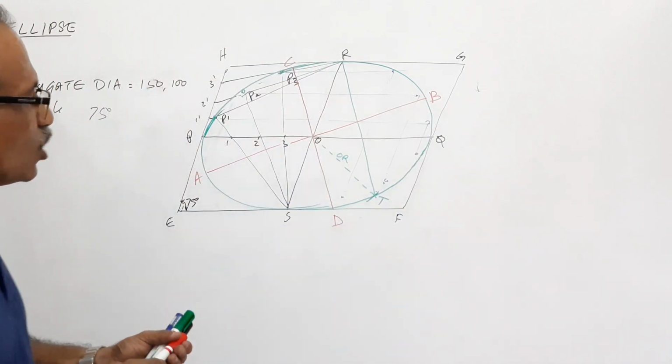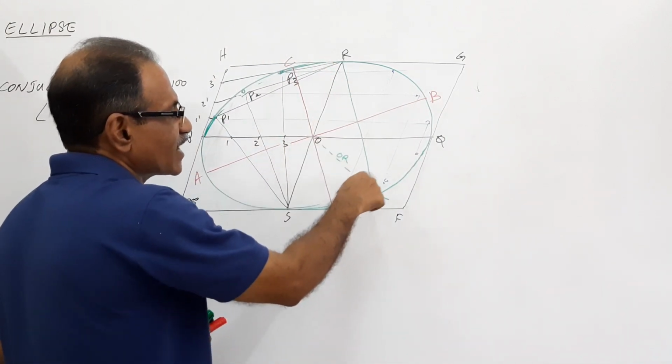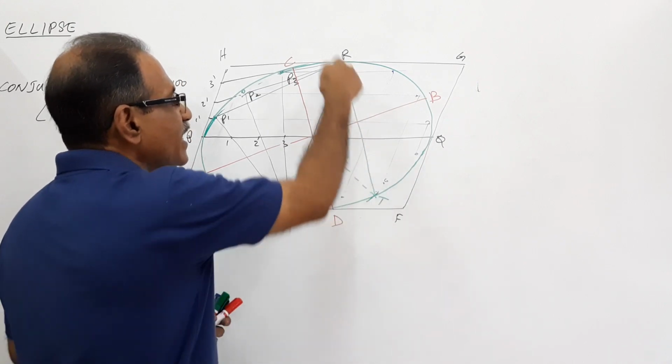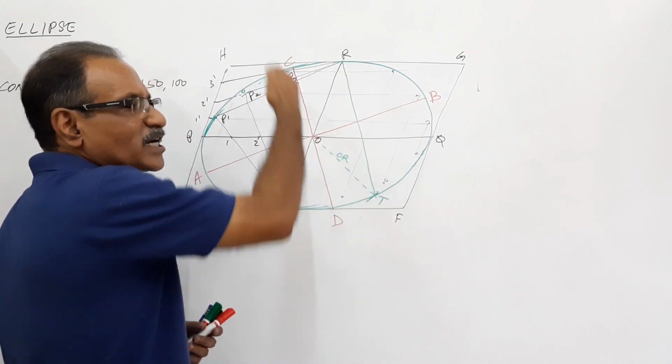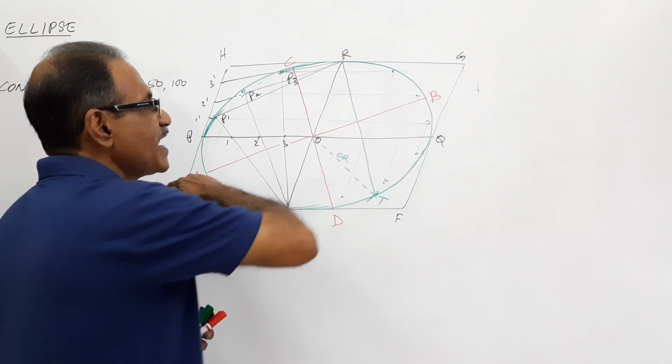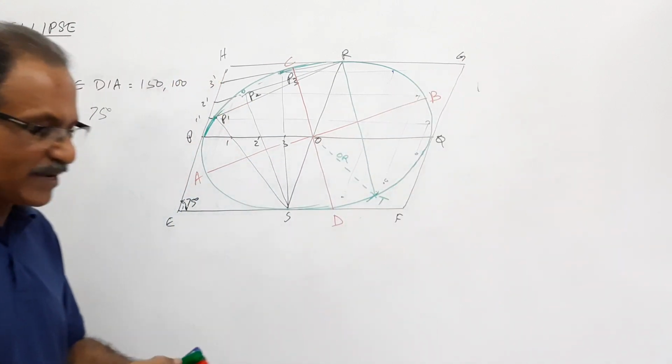I repeat, O as center, OR as radius, cut an arc on the ellipse between Q and S, you get T. Join RT, draw a line parallel to RT through O, that is the minor axis CD, and a perpendicular to that will give you the major axis AB.